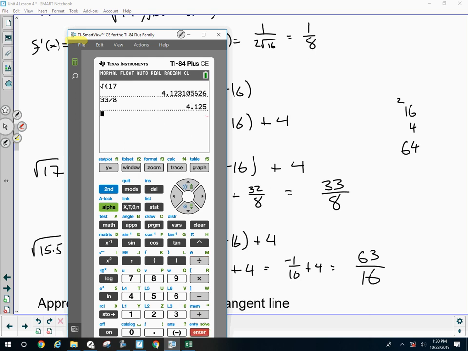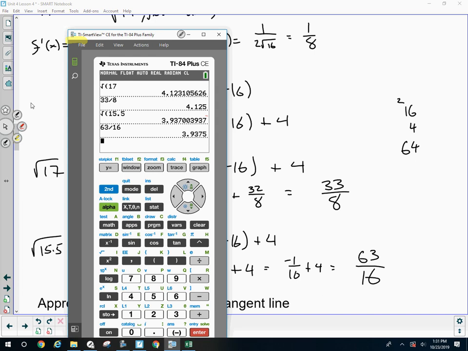4.125. It's really good. Now, is my approximation 63 sixteenths going to be closer to the actual than my approximation for the square root of 17, or further away from the actual? Closer, because 15.5 is closer to 16 than 17 is. Let's see. The actual square root of 15.5, which will be close to 4, we know that, is 3.9370. 63 sixteenths is 3.9375. Okay? Accurate to the 1,000th decimal place. Pretty cool.